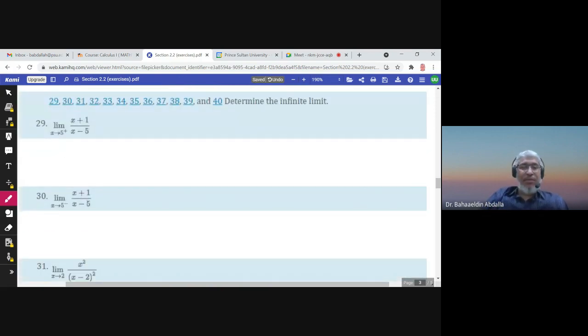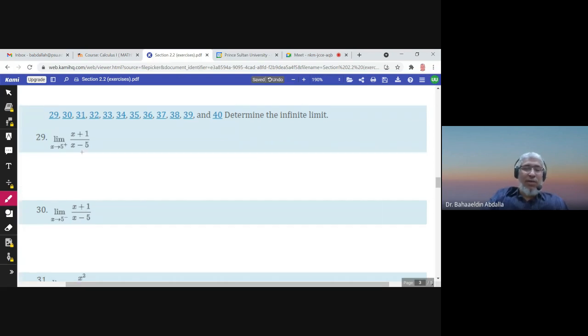Determine the infinite limit. Well, we notice that 5 minus 5 is 0. So if we replace x by 5, we will have 6 over 0. And 6 over 0 is not defined. It could be infinity or negative infinity. So in fact, the line x equals 5 is a vertical asymptote. And we would like to know when we approach 5 from the right, what would happen? Will the graph go to infinity or negative infinity?